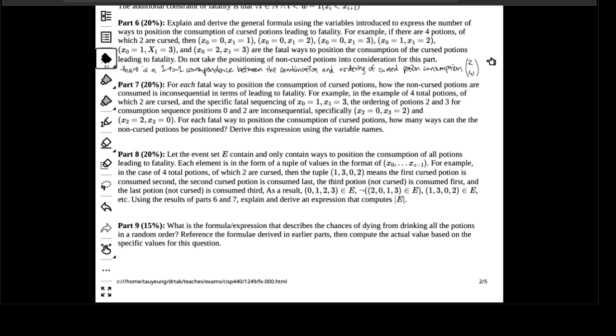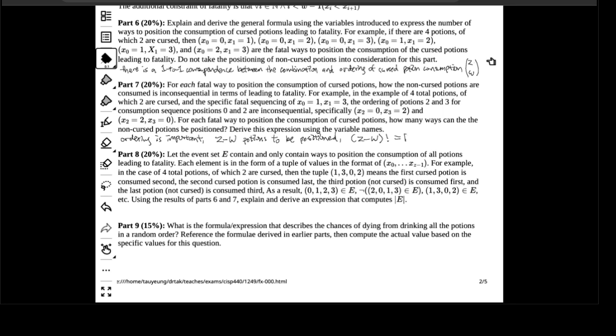So in this case, ordering is important, and as a result, we have Z minus W potions to be positioned, and as a result, the answer is Z minus W, the whole thing factorial.